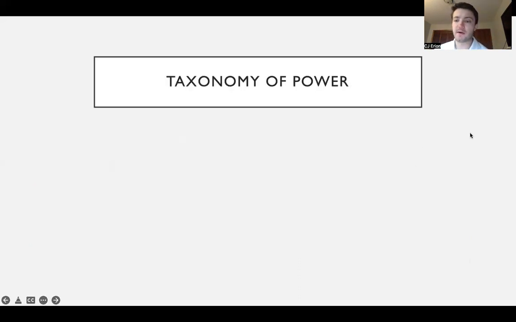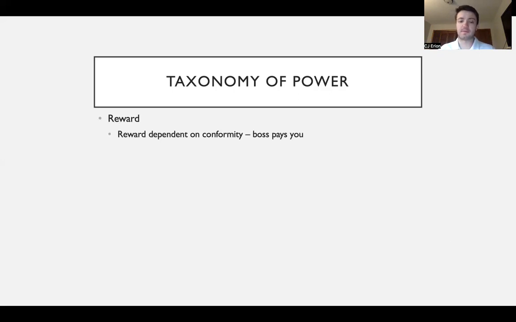So taxonomy of power, going to get into some different types of power, different ways in which people can hold power. So first is reward. So reward that is dependent on conformity, so influencing the way that people behave by saying, okay, if you do this, you'll get a reward. So an example of this is the boss has power by maybe being able to give certain bonuses, right? Rewards for meeting a sales quota or whatever it is based on that job.